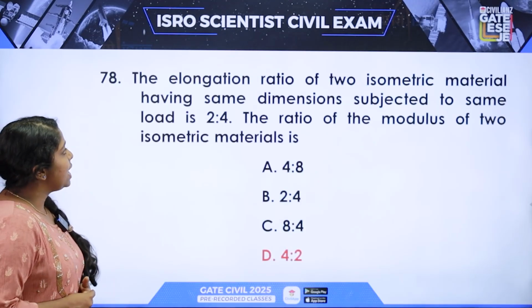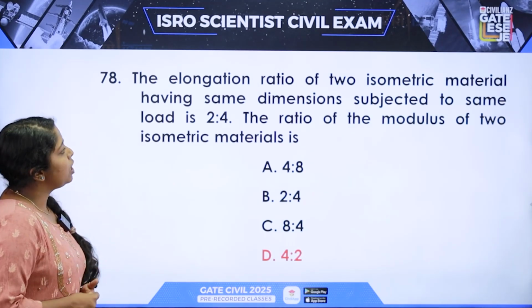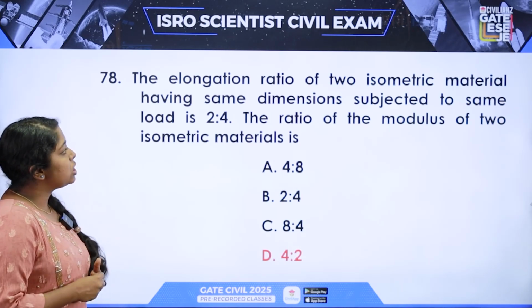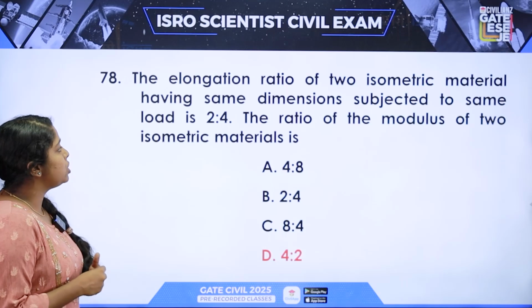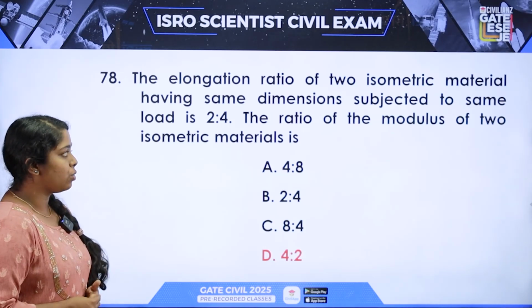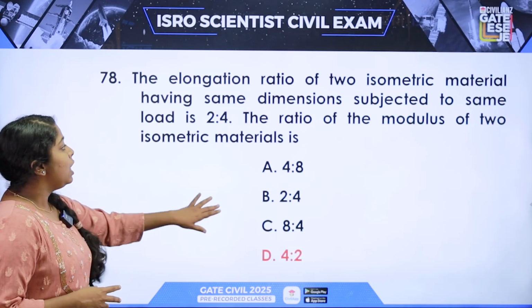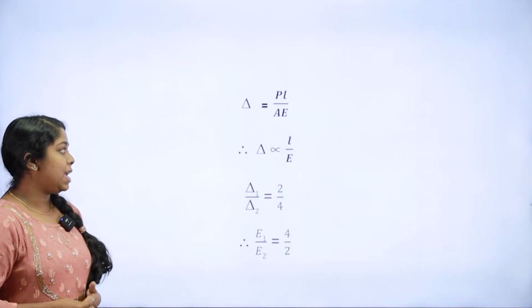Moving on to the 78th question. This is from strength of materials. So we have been given 2 isometric materials, and the elongation ratio of 2 isometric materials having the same dimension subjected to same load is 2:4. The ratio of the modulus of 2 isometric material is. We know that the elongation delta is equal to PL by AE.